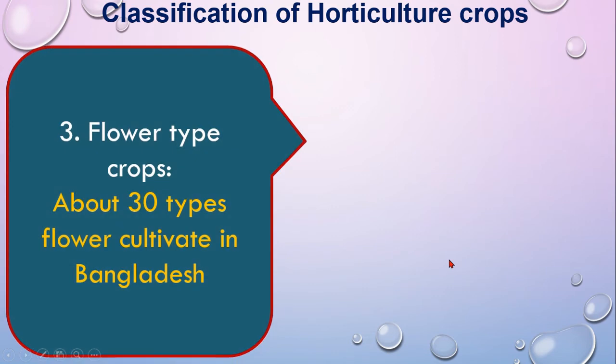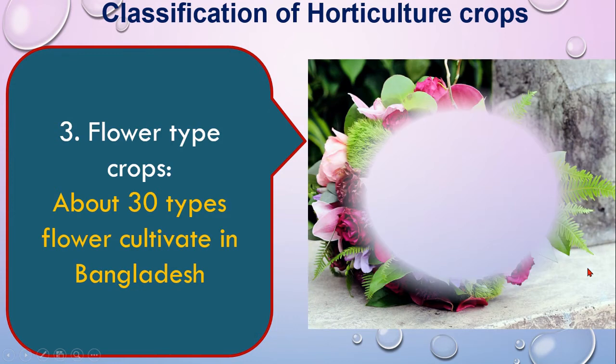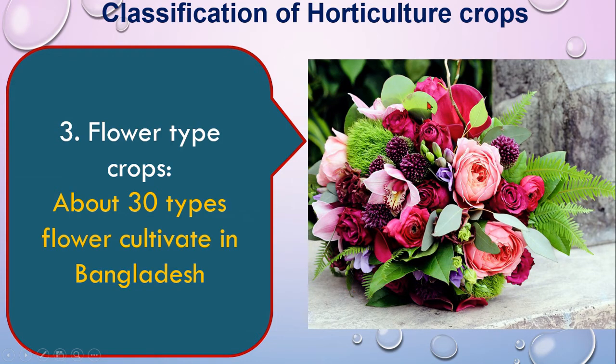Next one is flower type crops. All types of flower crops are examples of horticulture crop. About 30 types of flowers are cultivated in Bangladesh. You see a beautiful bouquet of flowers, where I am trying to show you the flower type horticulture crop, the rose. You see different types of flowers.